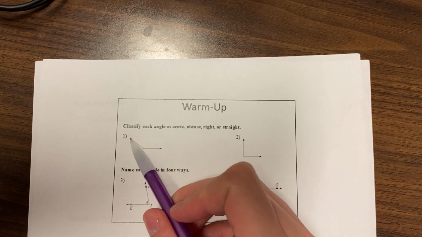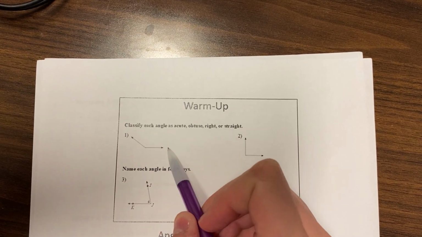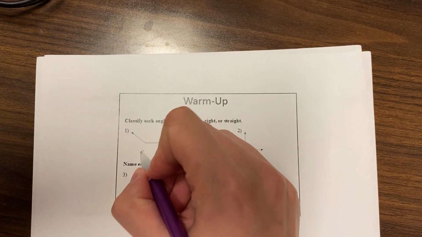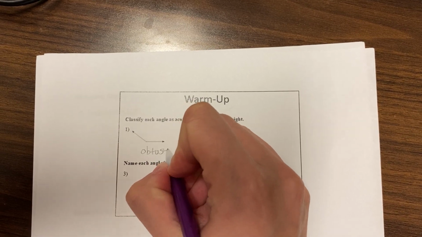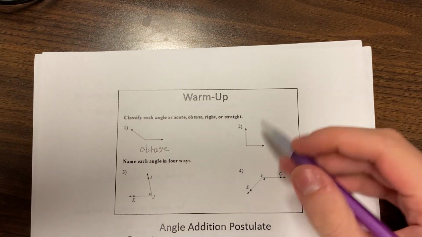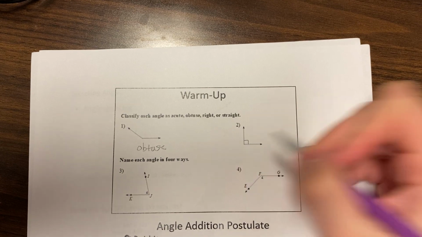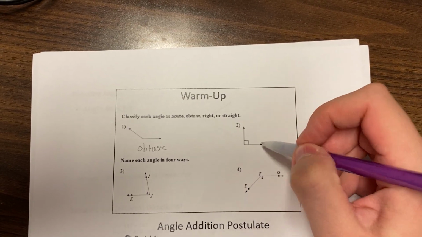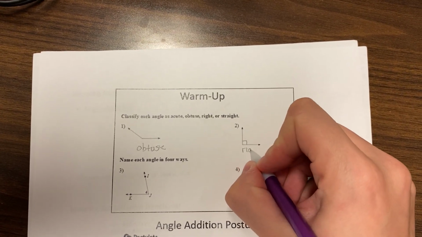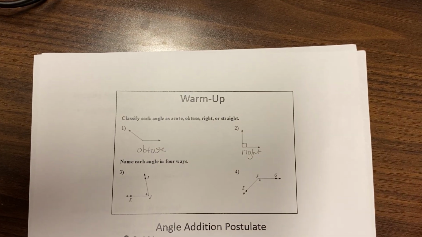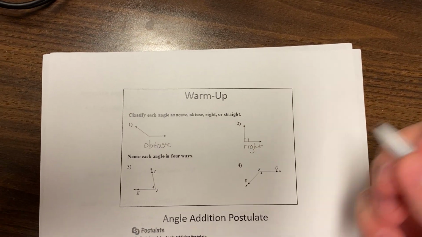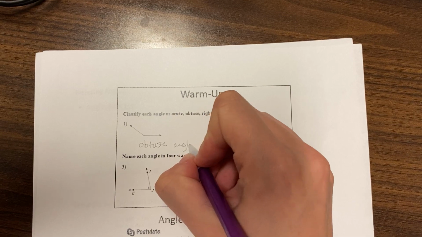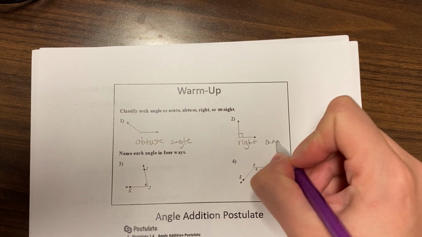Okay, so this number one is an angle that is greater than 90 degrees, so it is an obtuse angle. Okay, then over here, this is exactly 90 degrees, so this is a right angle. All right, and you could write angle after, just to be more correct.